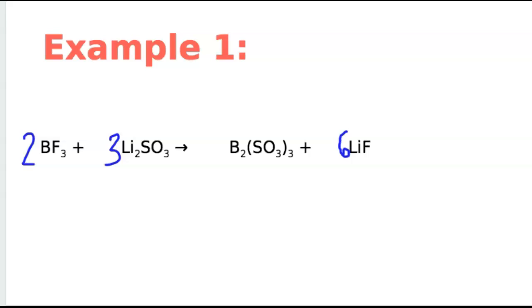Now the 3 I've put here also means I've now got 3 lots of the SO3. If I take a look at what's going on the right, I also have 3 lots of the SO3, and actually this equation is now balanced. So ordinarily I'd go back to the beginning and count everything up and make any more changes, but I don't need to because everything's balanced already.